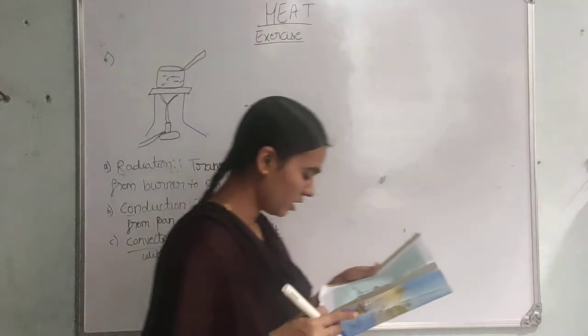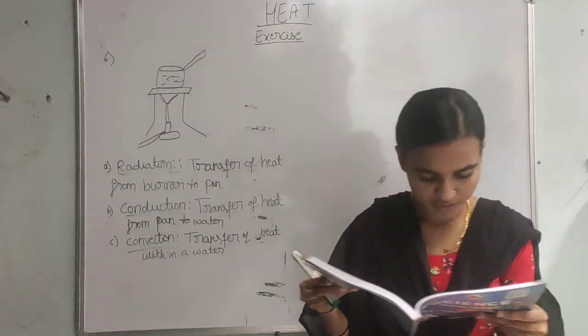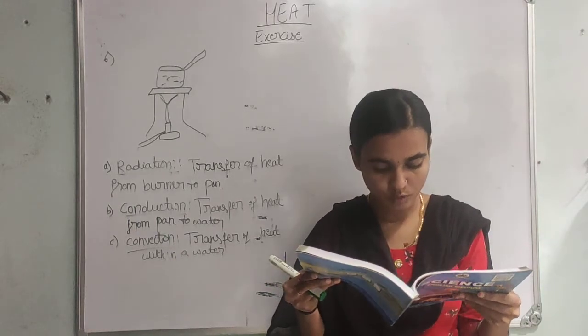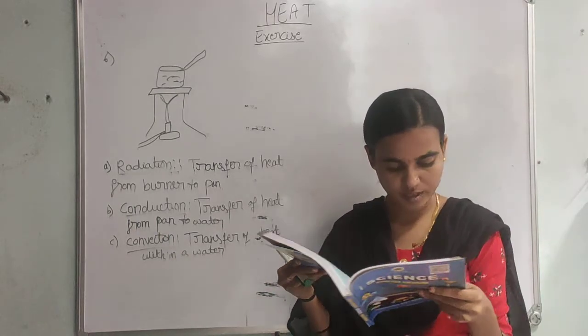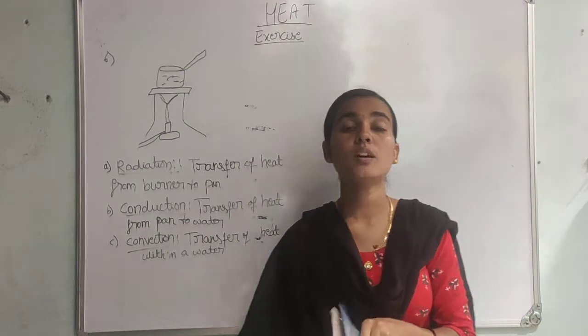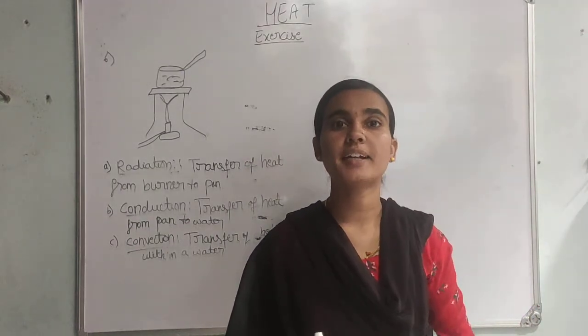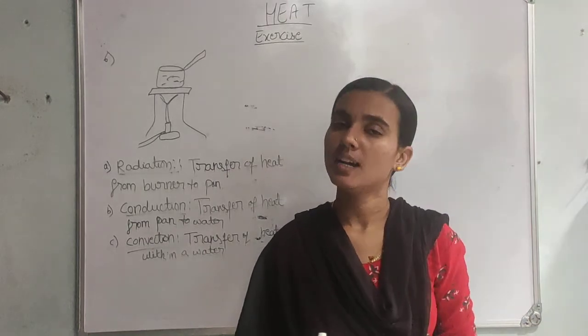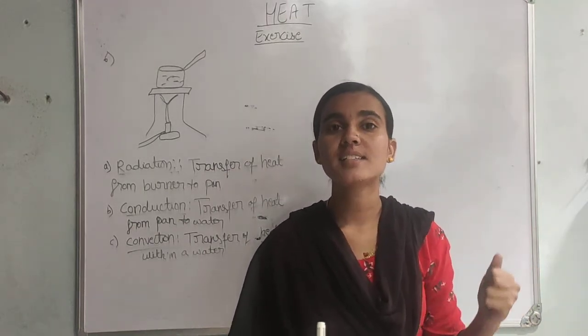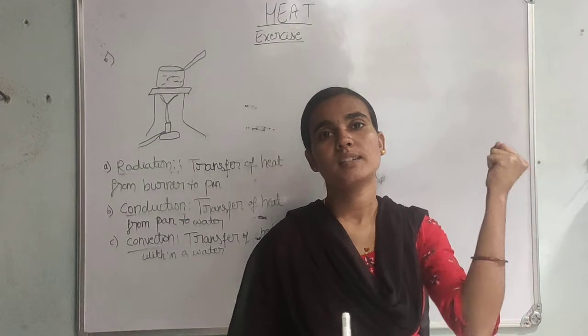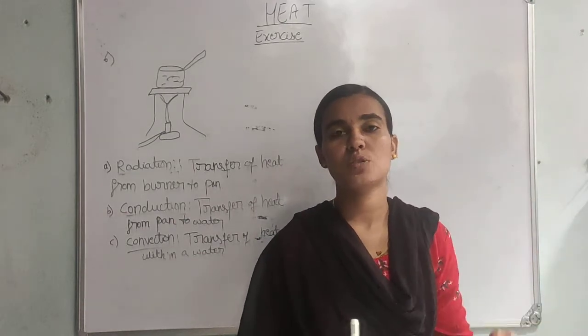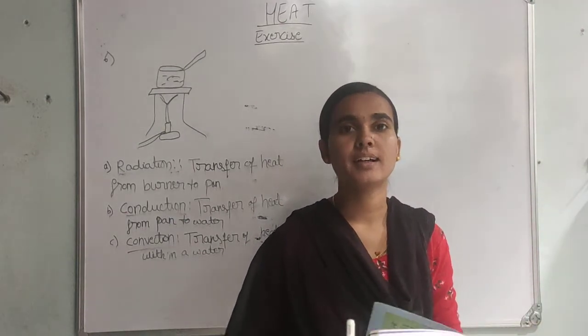So second question, in a hot climate it is advised that the outer walls of a house are painted white. Why? Here, white is a light color and it absorbs less heat from the surroundings. Because of that reason, in hot places a scientist will suggest painting with a light color.